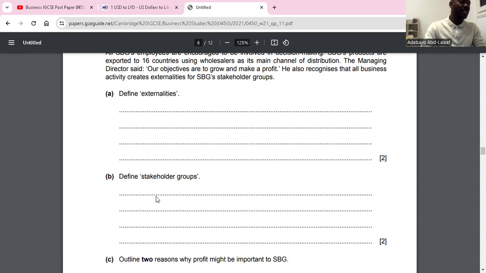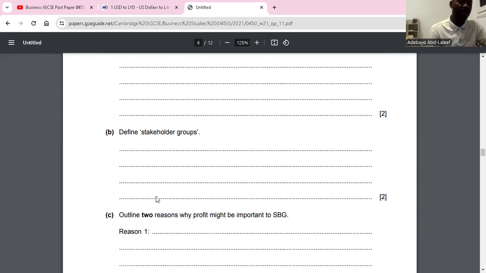Define externalities. When we talk about externalities, we're talking about the benefits or costs to a third party from events or activities that they are not directly involved in, in the course of production or consumption. Do you get externalities here? Yes. So we'll go to B. Define stakeholder groups. Stakeholder groups are people who have a direct interest in the business activities. Clear? Go to C.